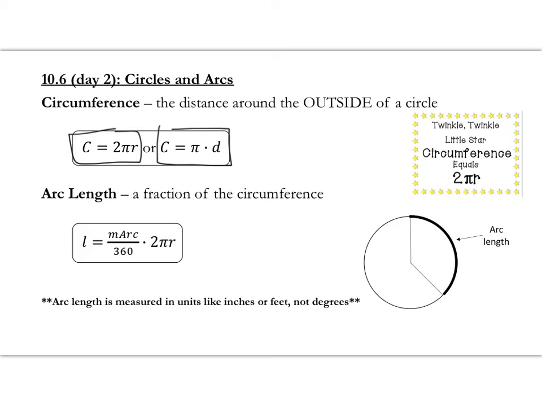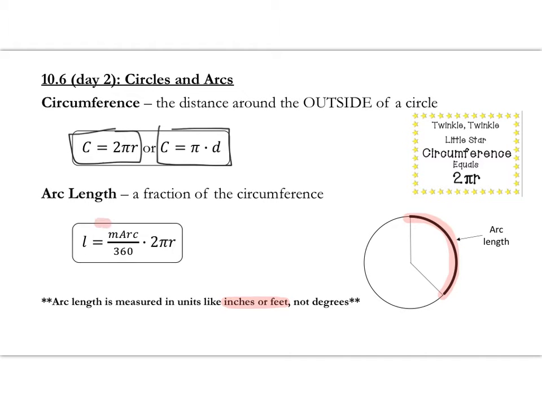Okay? The new formula for today is this next one. It's finding arc length. So arc length would be, if you look at the picture on the right, if I wanted to know how long this piece was, if I were to flatten it out and measure it with a ruler. Arc length is always going to be in something like inches and feet. It is never in degrees.